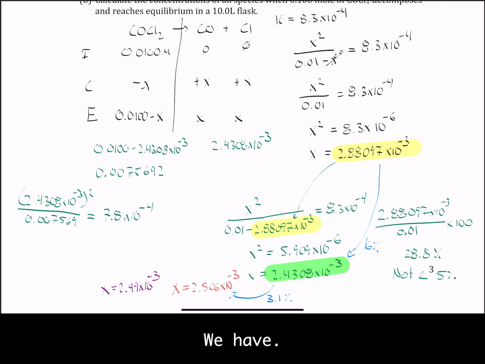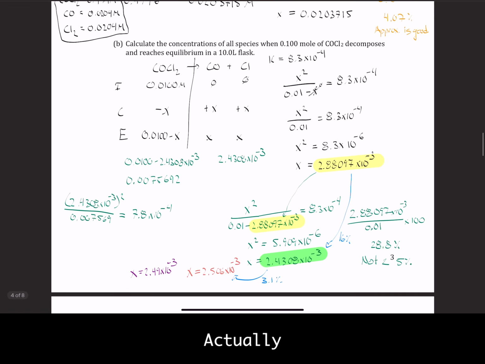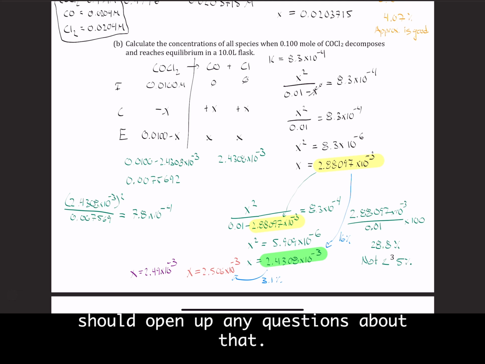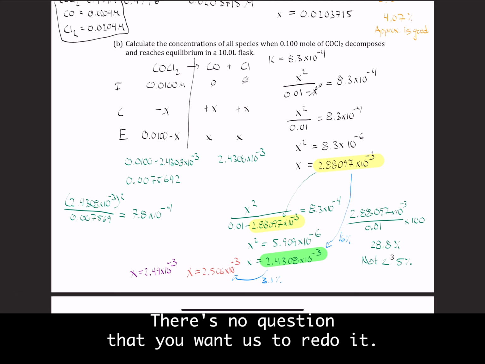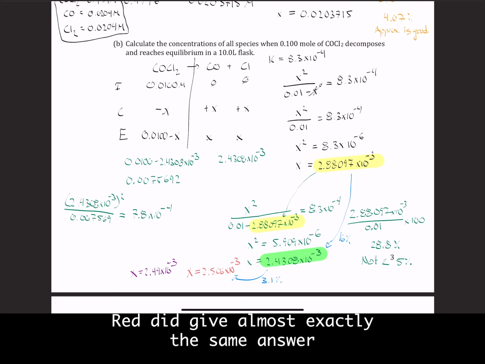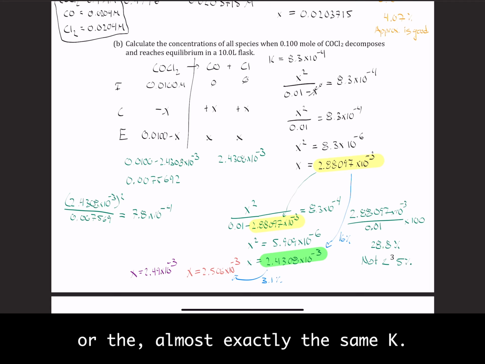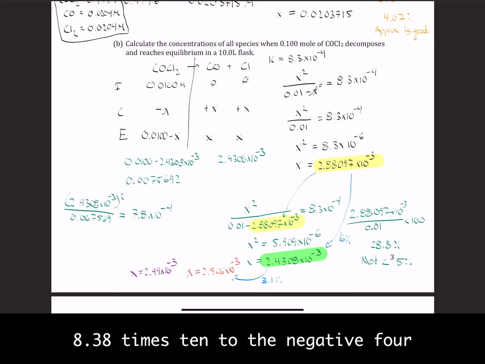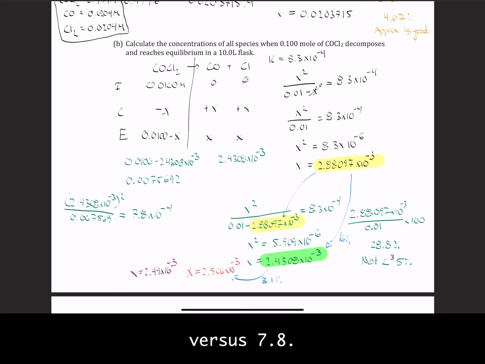Okay, we have, actually, should open up. Any questions about that? It's not really a question, but you want us to redo it, find the answers using the red? Yeah, because the red did give almost exactly the same answer, or almost exactly the same K. Yeah, 8.38 times 10 to the negative 4 versus 7.8. And actually here, I'll show you.